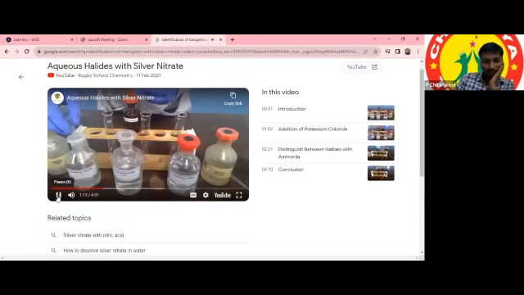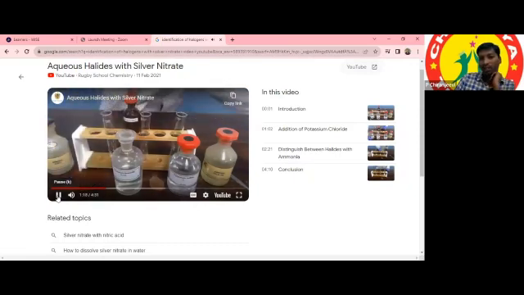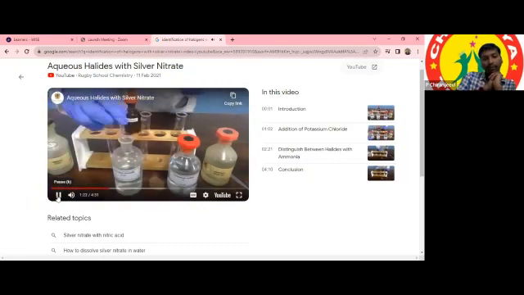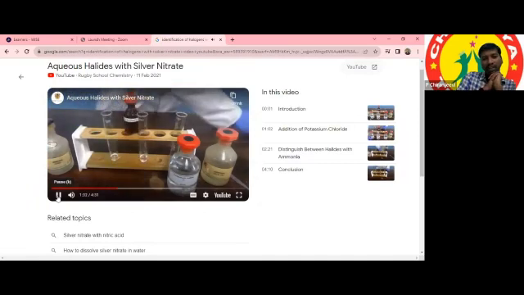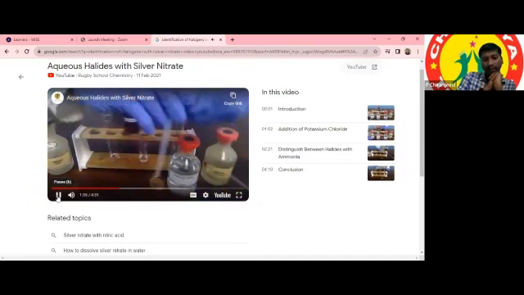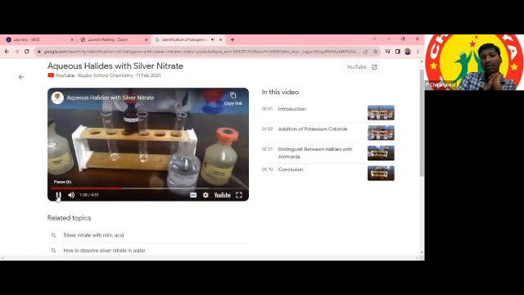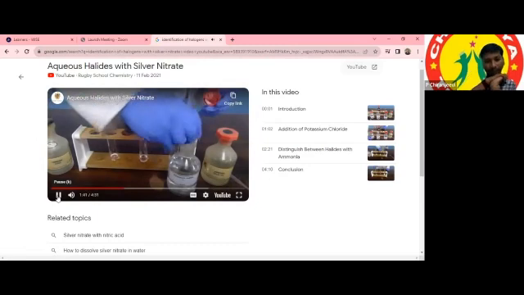Let's see the first one. They had taken potassium chloride in the first one. What is the second one? The second one is potassium bromide. Third one is an aqueous solution of potassium iodide. They're taking the test tube.